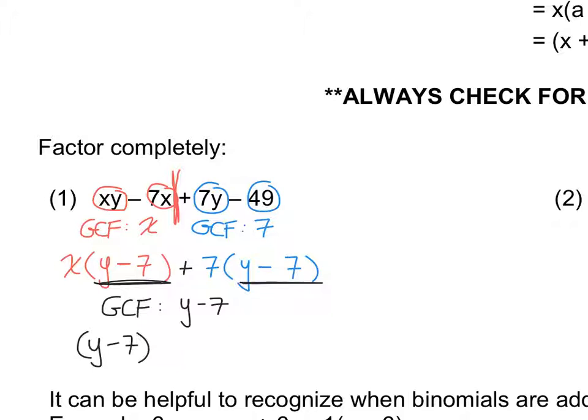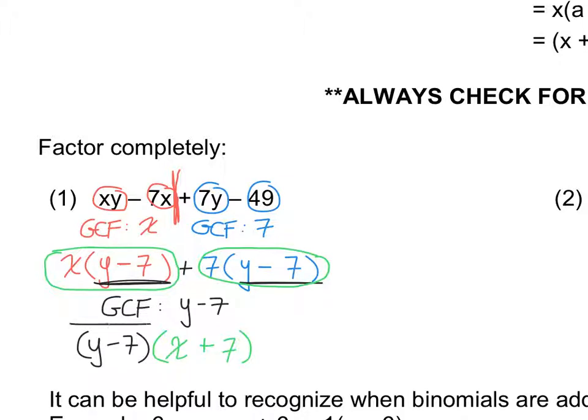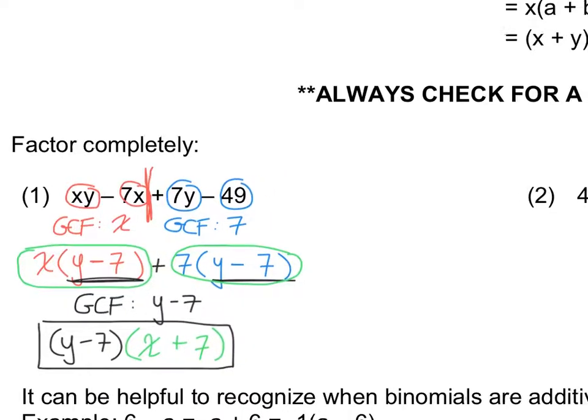If I factor it out of the first, factor it out of this guy, it's going to leave me with just an x. If I factor it out of this one, it's going to leave me with just a 7. Carry down the sign. And what you would have here is your completely factored form. Alright, try another one.